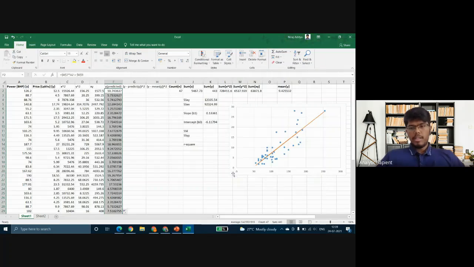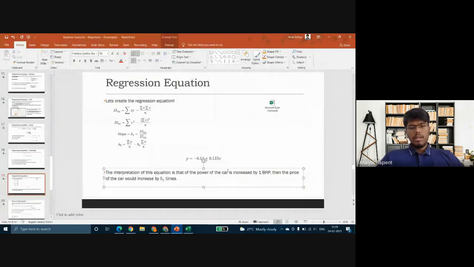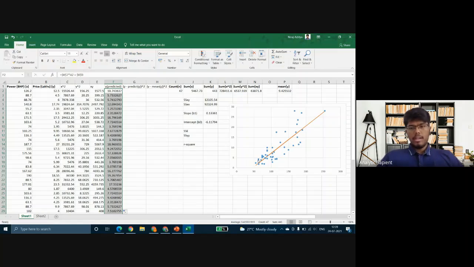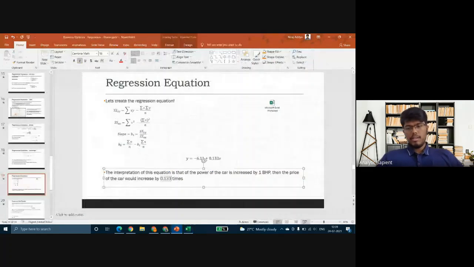So the interpretation of this line would be that if the power of the car is increased by 1 bhp, then the price of the car would be increased by 0.133 times. So that is the interpretation of this simple linear regression. And I told you this is the one which has the least error. So let's just see what that error is.